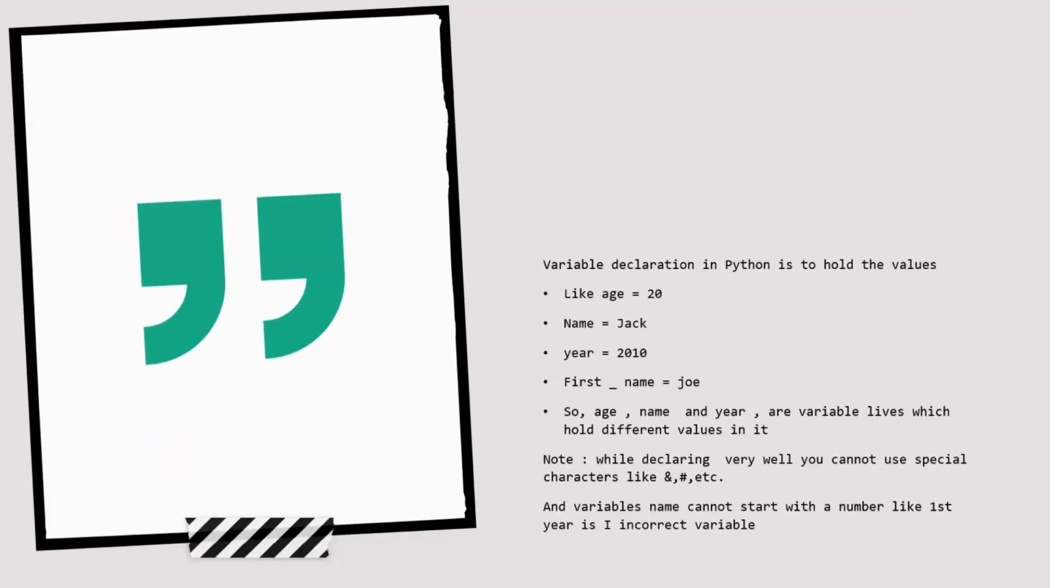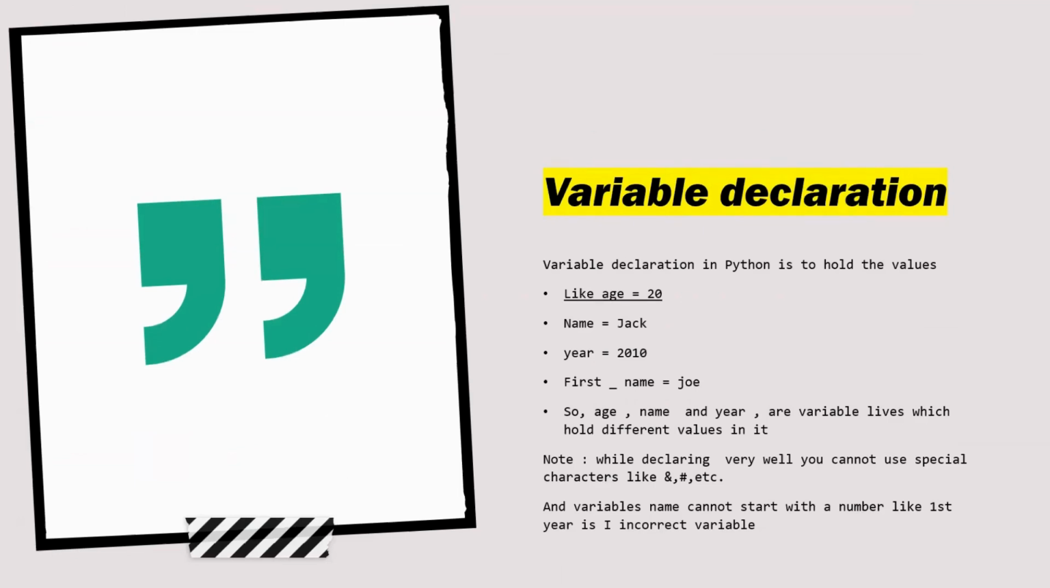Now let's move on to variable declaration. Variable declaration in Python is used to hold values like age = 20, name = Jack, year = 2010, first_name = Joe. So age, name, and year are variables which hold different values in them.